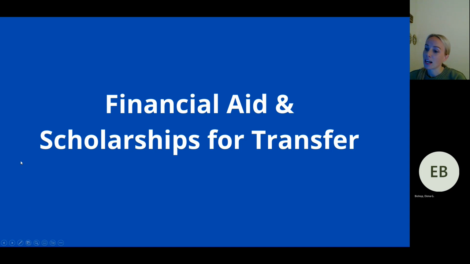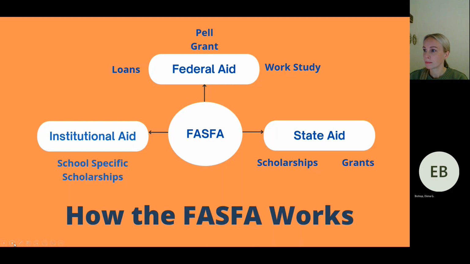Financial aid and scholarships for transfer. We will talk a little bit about the differences there. For FAFSA, you have your state aid. This is what qualifies for scholarships and grants. Federal aid, which offers the Pell Grant. It offers loans and work study to students. And institutional aid. This would be school-specific scholarships.